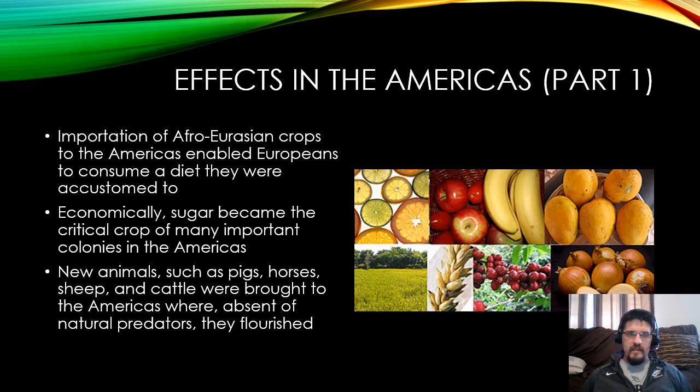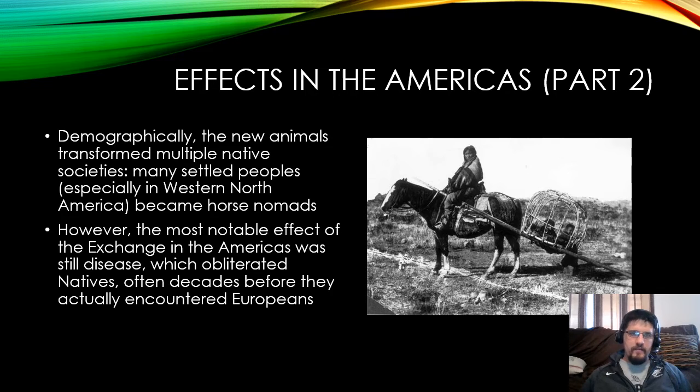You do also see new animals being brought over, Afro-Eurasian animals, pigs, horses, sheep, and cattle. They come over where, in the absence of things to kill and eat them, other than people, they flourish in large, large numbers. Heck, we still have a wild hog problem in North Carolina right now. The other major effect in the Americas is, of course, demographic.